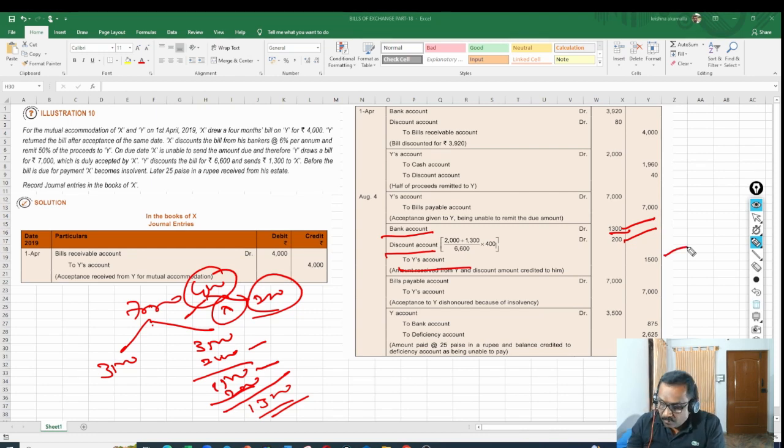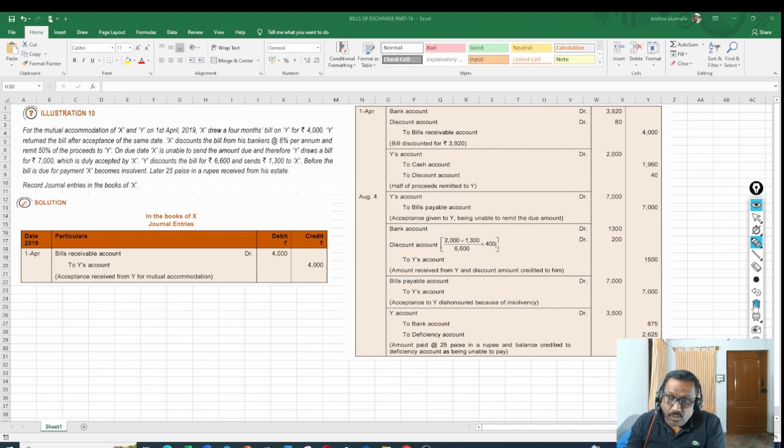Clear? Now, on the due date, who has to pay this amount to the bank? X has to pay because X accepted the 7,000 bill. He has to pay 7,000 rupees, but he became insolvent. Since he became insolvent, he has to write a dishonor entry. He accepted bills payable, right? That he is not paying, so he has to cancel it. The credit balance of bills payable will become a debit balance now because he is canceling that. Bills payable account debit 7,000, and he has to pay this amount to Y. So, to Y account 7,000.